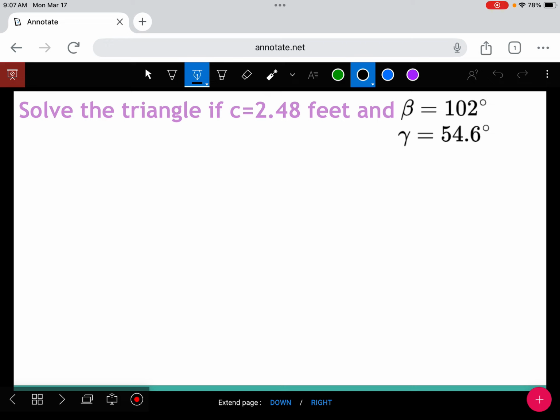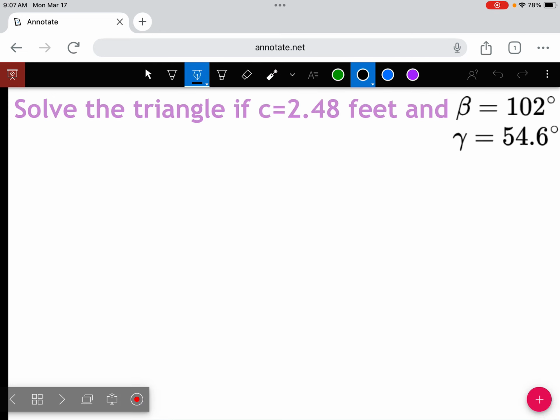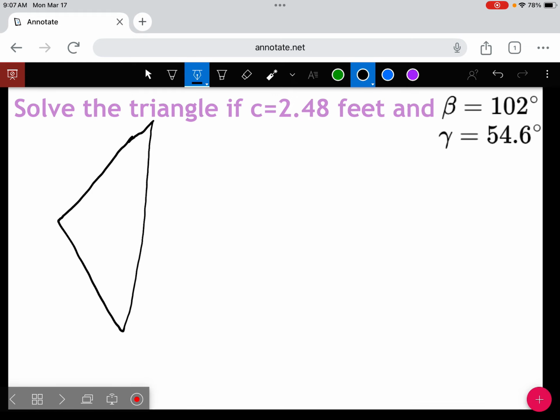You can draw an acute triangle. We do see that we do have an obtuse angle here, so we can draw an obtuse triangle. It genuinely does not matter what your triangle looks like. We're just using it to help us with our relationships. I am going to give us kind of an obtuse triangle here. So here's our triangle.